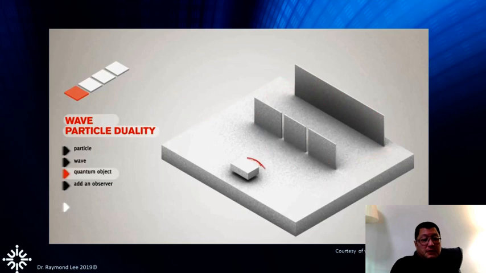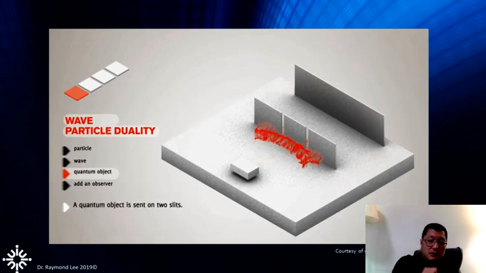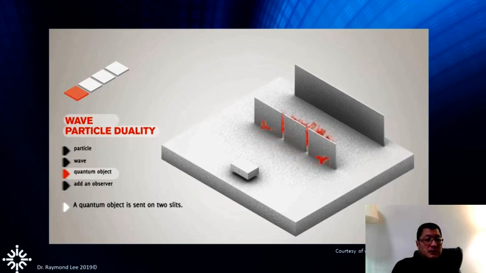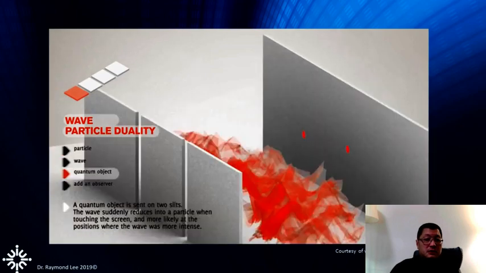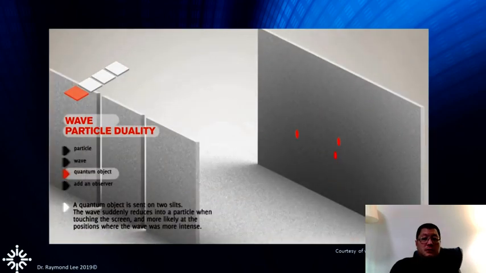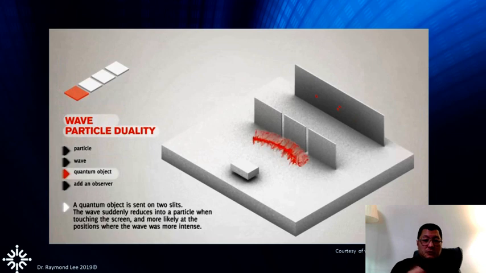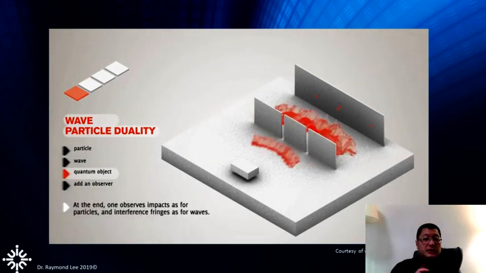The first experiment is a quantum object, like the electron or photon. When it shines to it, every time it will shoot onto the bedrock, just like a particle. By doing that many times, it will be case number one, right? So every time an object falls into this, it will be something like this.